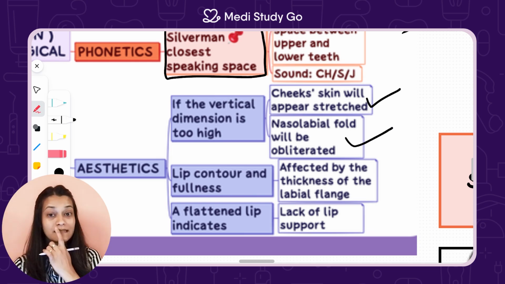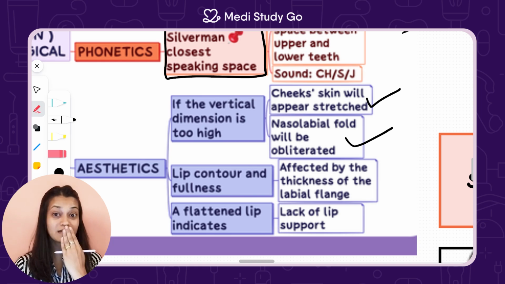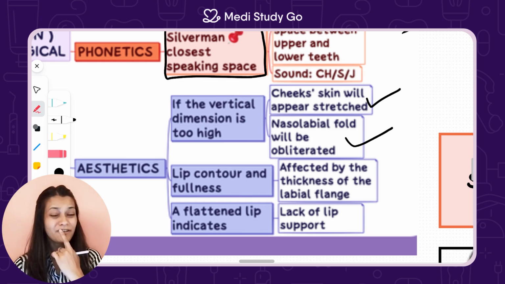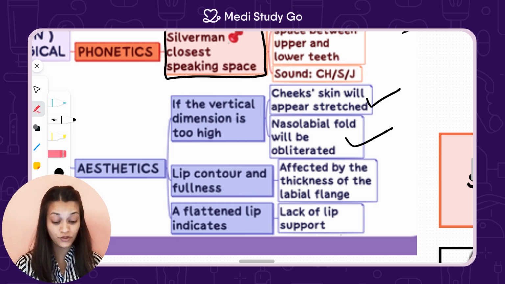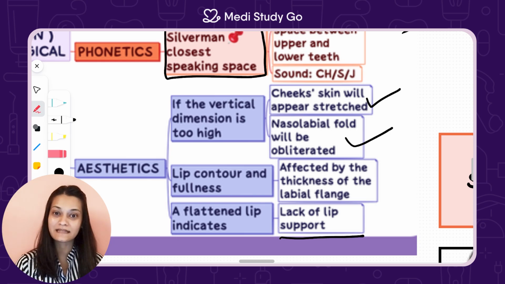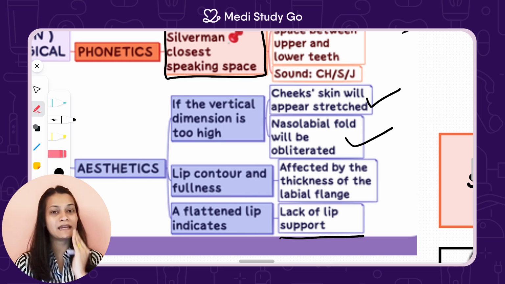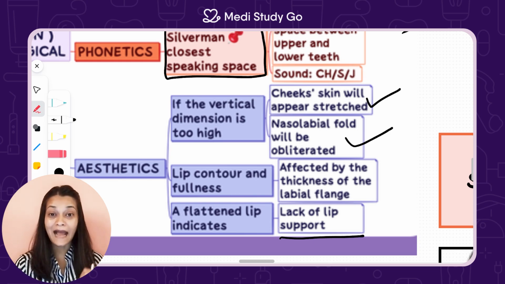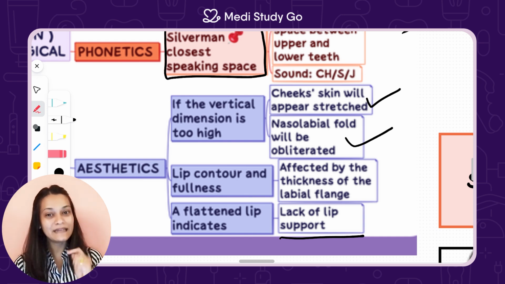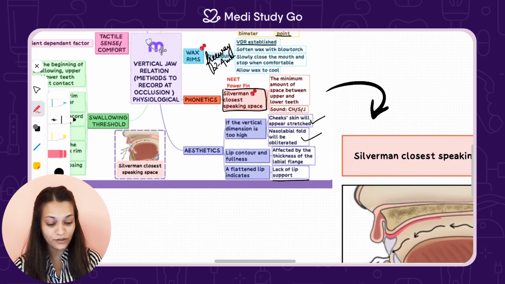The lip fullness needs to be seen because it is going to determine the proclination of your anteriors. So you see for the lip fullness, and if a flat lip appears, you know that the lip support is less. What you need to do? Don't worry, just add a layer of wax anteriorly. And at what surface? The labial surface. And it should be good to go.